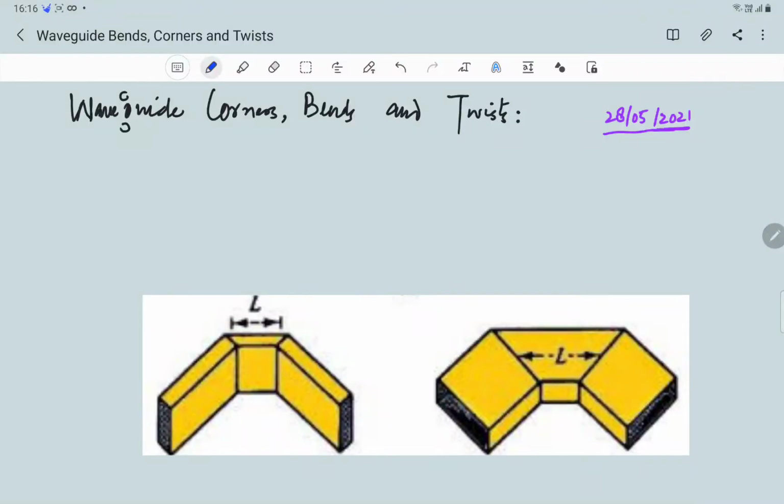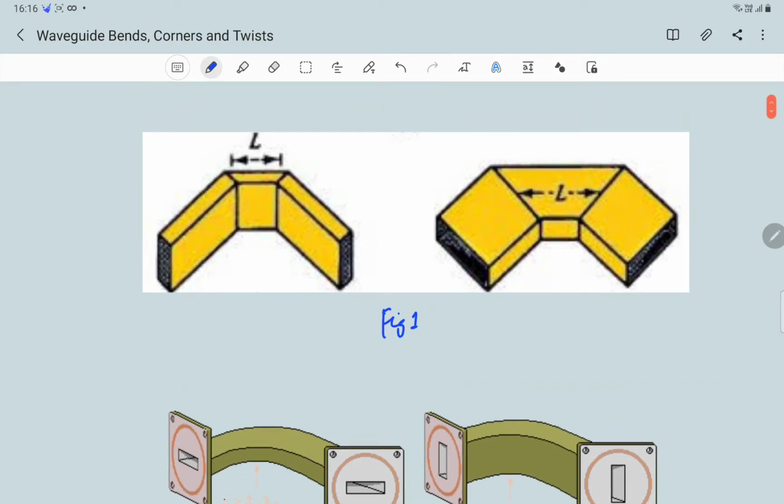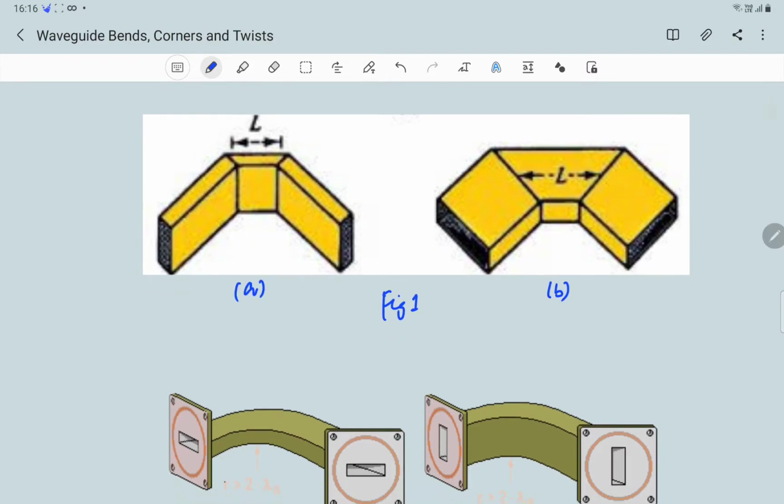Welcome you all in this lecture on waveguide corners, bends and twisters. Figure 1 shows a waveguide corner. In fact, two types of waveguide corners, A and B. We'll discuss them each separately.